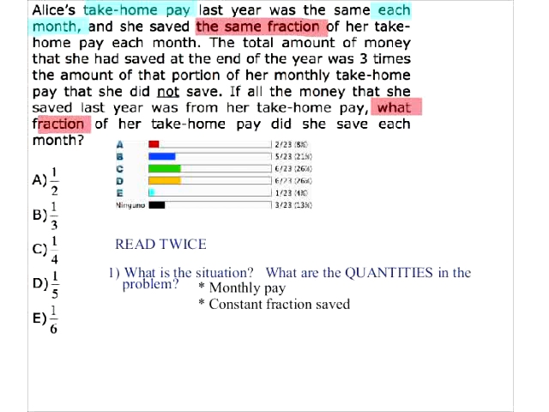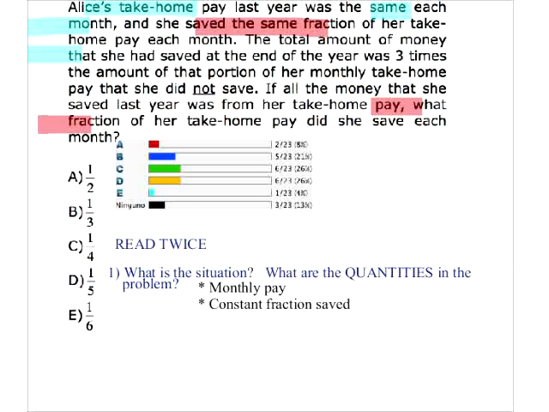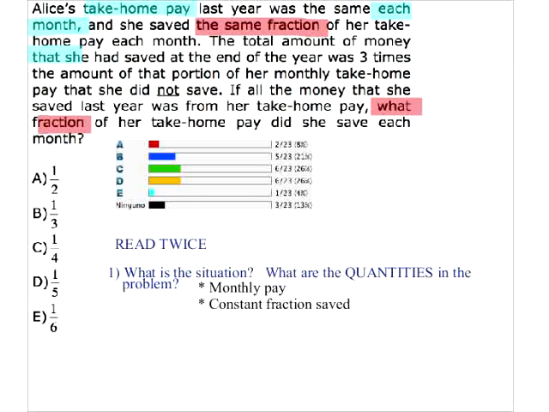The total amount of money that she had saved at the end of the year, is that a new quantity? Text box, please. Is that a new quantity, yes or no? Yeah, it's not, because it's just 12 times the constant fraction saved. So 12 times fraction times monthly is total saved. So you don't need another variable there.